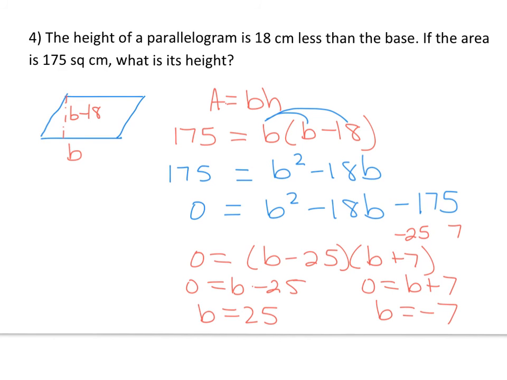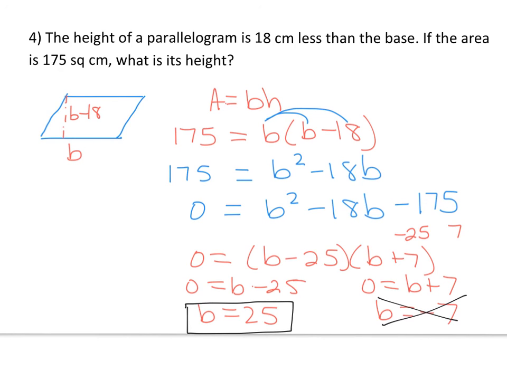Now we need to talk about this a little bit. A positive 25 can work. Yes, you can have 25 centimeters here. A negative 7 does not make sense. You cannot have a negative width or length of a base. So if I'm looking at this guy, we're going to throw it out. And that's going to happen on word problems where you're going to have to look at the answer and determine what works and what doesn't. So B equals 25 is the only one that makes sense.